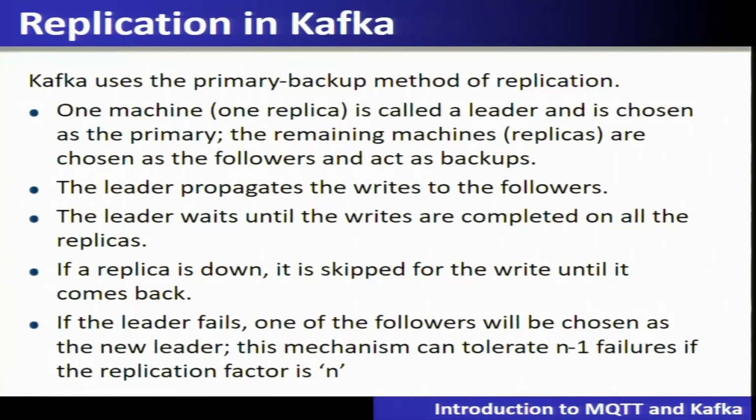Replication in Kafka, let us understand this concept. Kafka uses the primary-backup method for replication. One machine, one replica, is called the leader and is chosen as the primary, and the remaining machines are the replicas chosen as the followers, acting as the backup. The leader propagates the write to the followers and waits until the writes are completed on all the replicas. If a replica is down, it is skipped for the write until it comes back. If the leader fails, one of the followers will be chosen as the new leader, and this mechanism can tolerate up to n minus 1 failures if the replication factor is n.